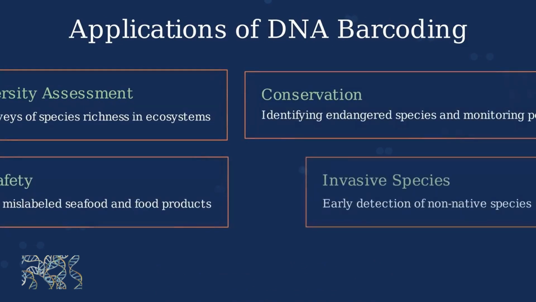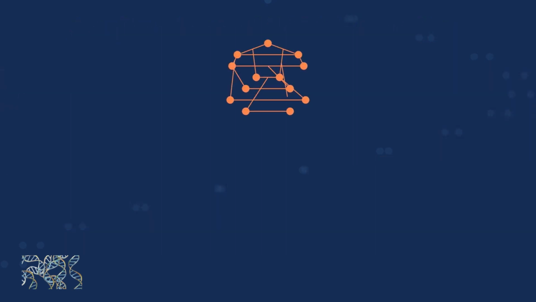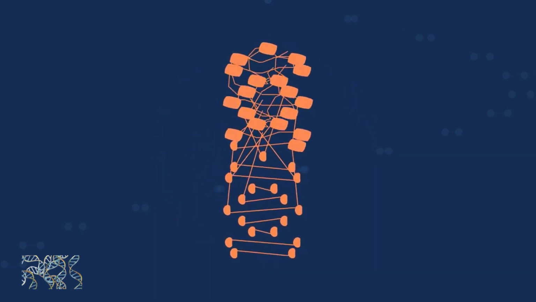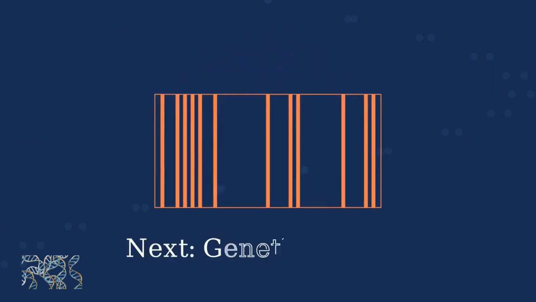It enables rapid biodiversity assessment, helping researchers catalog species in various ecosystems. It's a valuable tool for conservation efforts, allowing identification of endangered species and monitoring of populations. In the food industry, it helps detect mislabeled seafood and other products. The technique also aids in early detection of invasive species that can threaten native ecosystems. DNA barcoding has revolutionized how we identify and classify species, providing powerful tools for researchers across many disciplines.